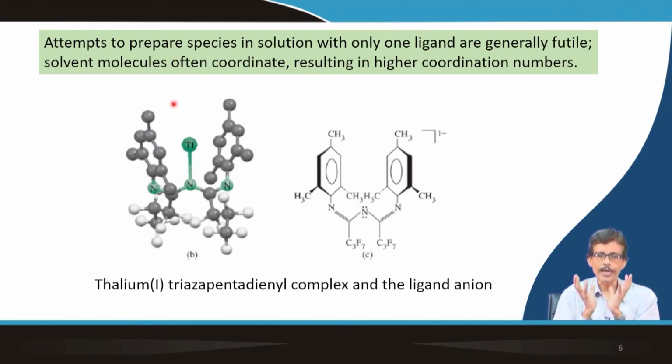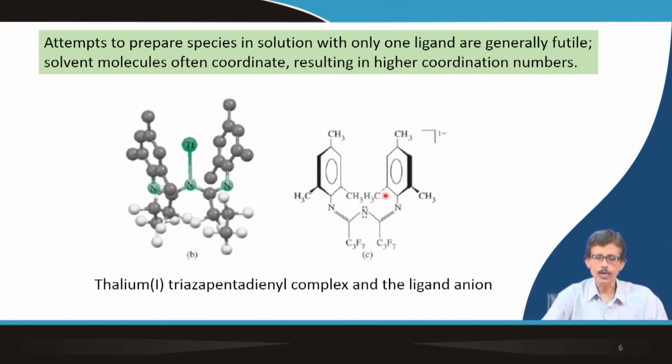But here you can have this bowl-shaped arrangement of the ligand, where these two parts are perpendicular, and your metal ion will come to bind this particular nitrogen. This is a triazapentadienyl complex. So, this is the nitrogen, and on this nitrogen you do not have the H. So, you will have a charge on this nitrogen, giving an overall charge of 1 minus on the ligand.